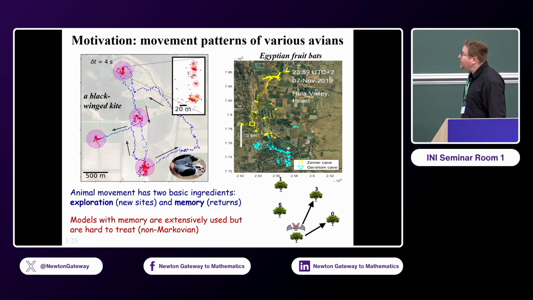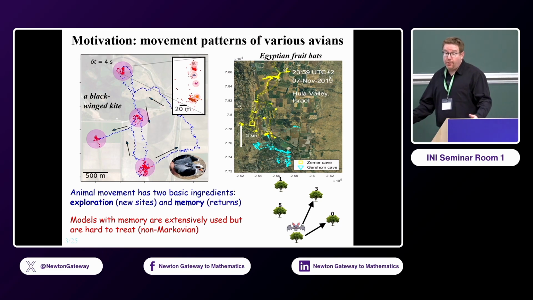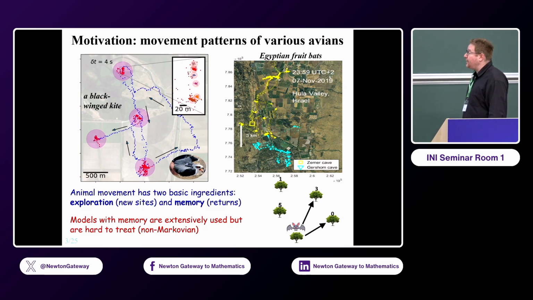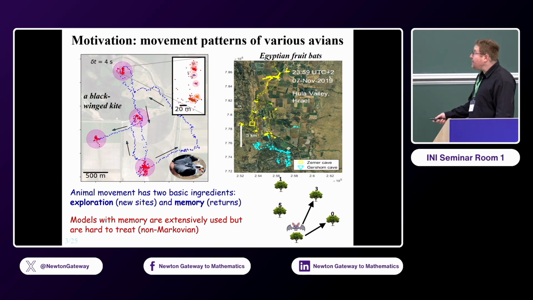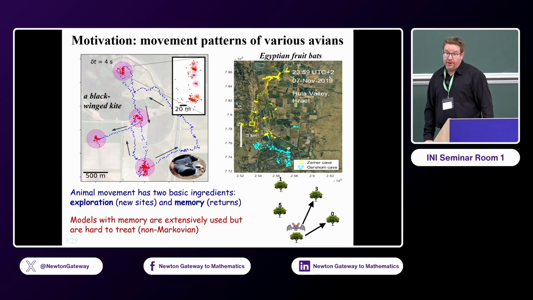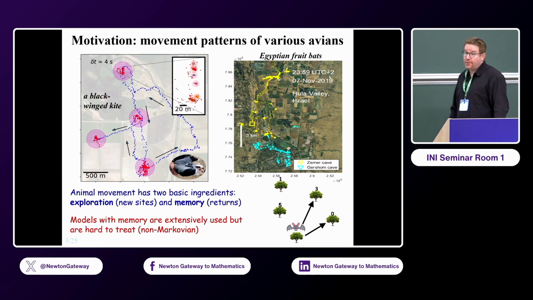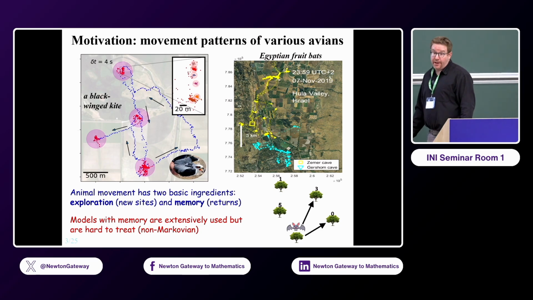I will show you how we incorporated memory in this model in a very simple manner. Of course, one can do it in a more elaborate or more complicated way. We have tried, but it turns out that the simple model captures the dynamics quite well. The problem with models with memory is that they are non-Markovian and problematic to solve, but this simple model turns out to be exactly solvable.